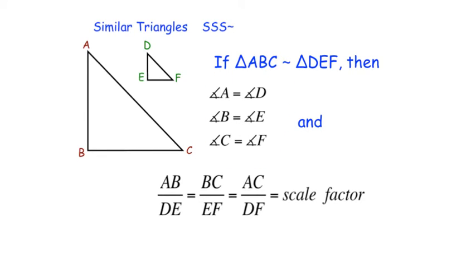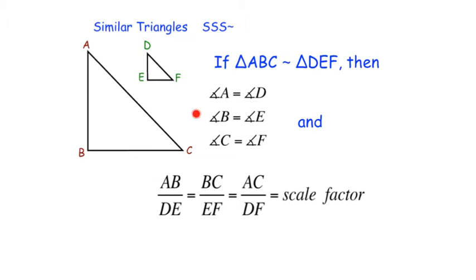So angle A equals angle D. Angle B equals angle E, and angle C equals angle F. That's what it means for two triangles to be similar. They have to have the same angles. There's one other thing that the triangles have to have, and that is they have to have a proportionality or scale factor between their sides.